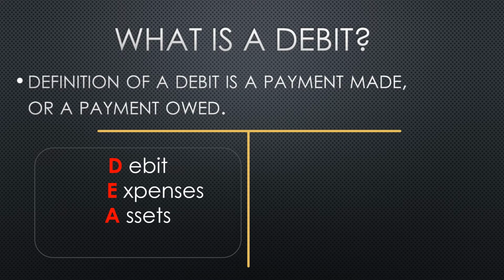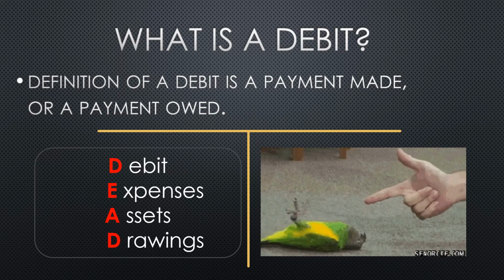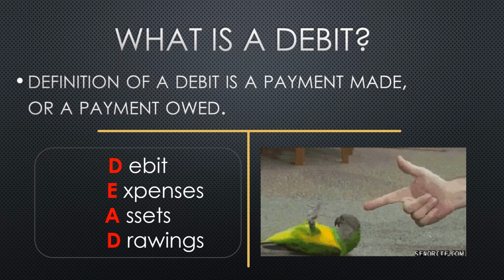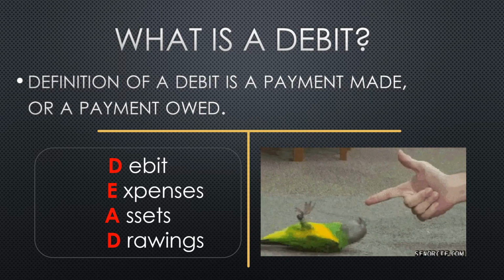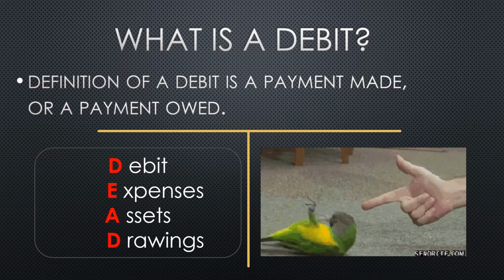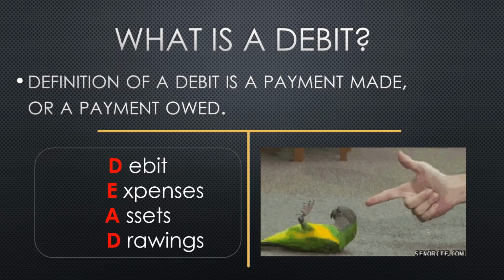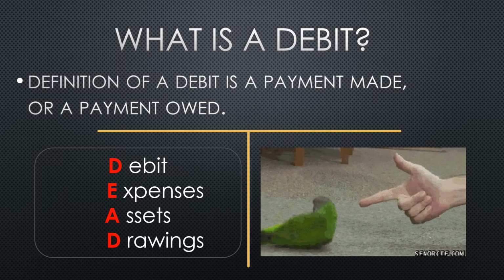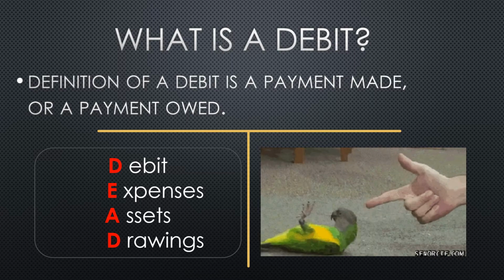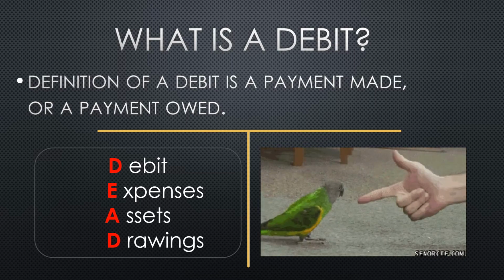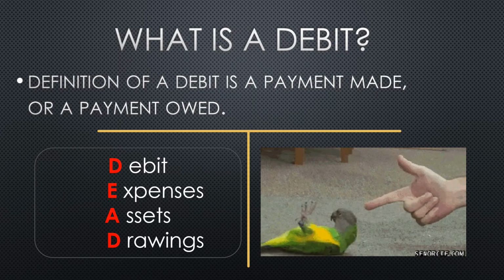Now, a definition of a debit is a payment made or a payment owed to the organization. When I was learning accounting, I used this acronym here, DEAD. Dead, hence the representation of the bird dying there. D equals debit, and the following accounts have a debit nature: E for expenses, A for assets, and D for drawings. So in any transaction, whether an expense is being paid, an asset is being bought, or the owner is drawing money out of the business, those types of accounts will have a debit nature.